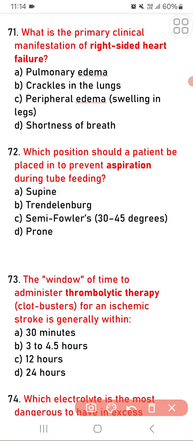What is the primary clinical manifestation of right-sided heart failure? Peripheral edema, swelling in legs. Which position should a patient be placed in to prevent aspiration during tube feeding? Semi-Fowler's, that is 30 to 45 degrees. The window of time to administer thrombolytic therapy, clot busters, for an ischemic stroke is generally within 3 to 4.5 hours.